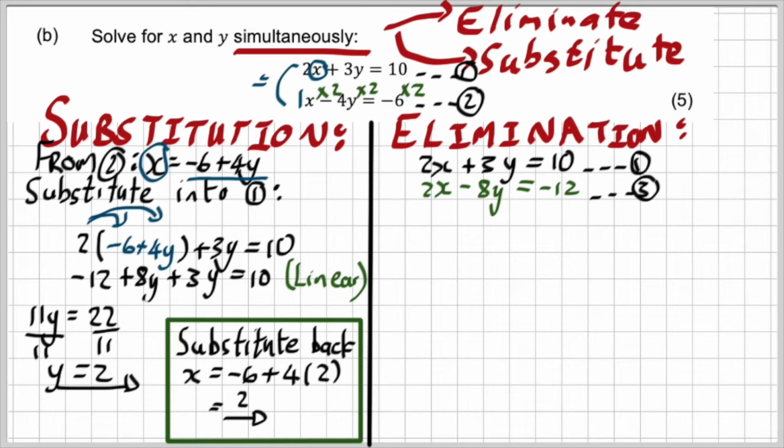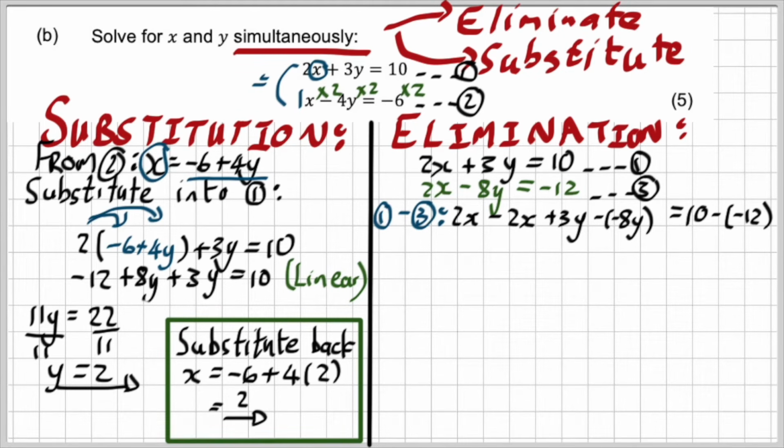Okay? But what we are going to say is, let's subtract the equations from one another. So I'm going to take the top one, the first one, and subtract the third one from it. So I'm going to say 2x minus 2x and plus 3y minus negative 8y.